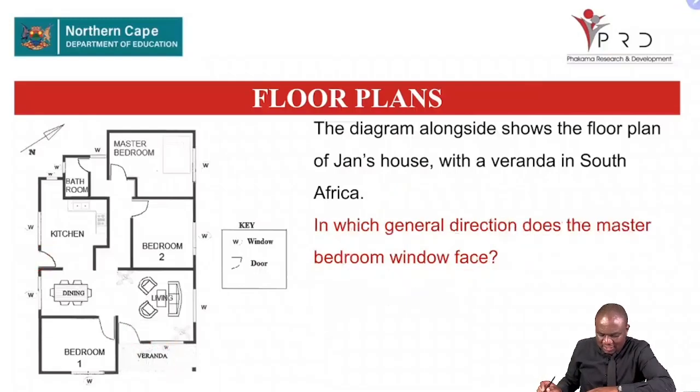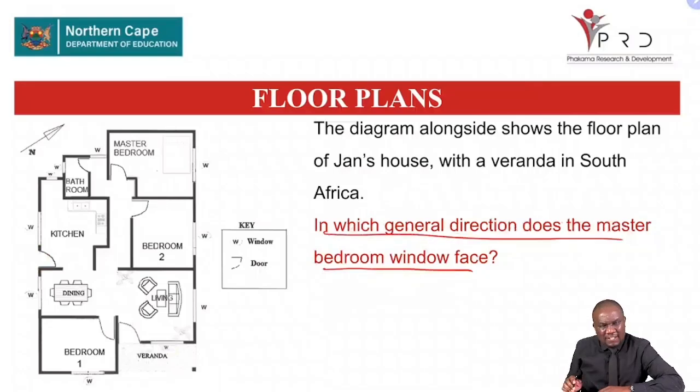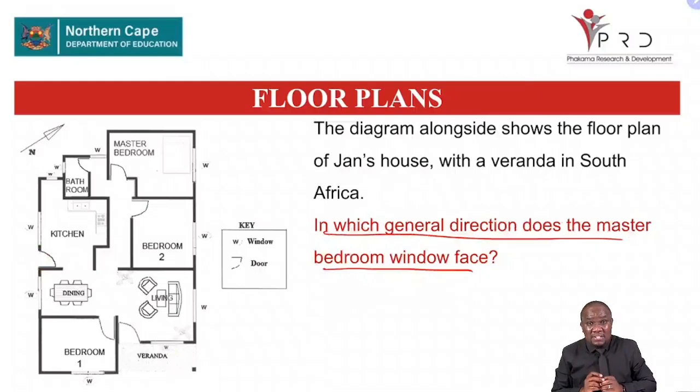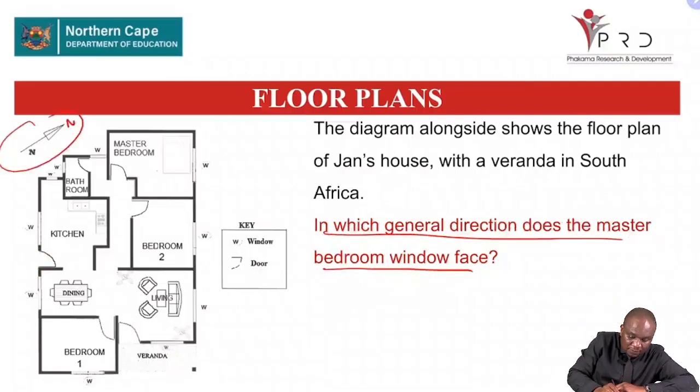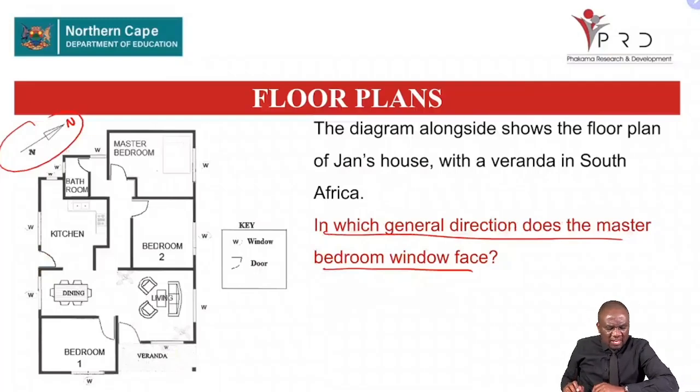In which general direction does the master bedroom window face? It's a very common question. What do you start with when you get such a question? You may not answer this question without checking the compass. You have to check the compass first. That's the first thing you have to check, because not every time is the northern side on top. Check this compass. Where is the northern side? It's pointing in this direction. So now, where is the master bedroom window?